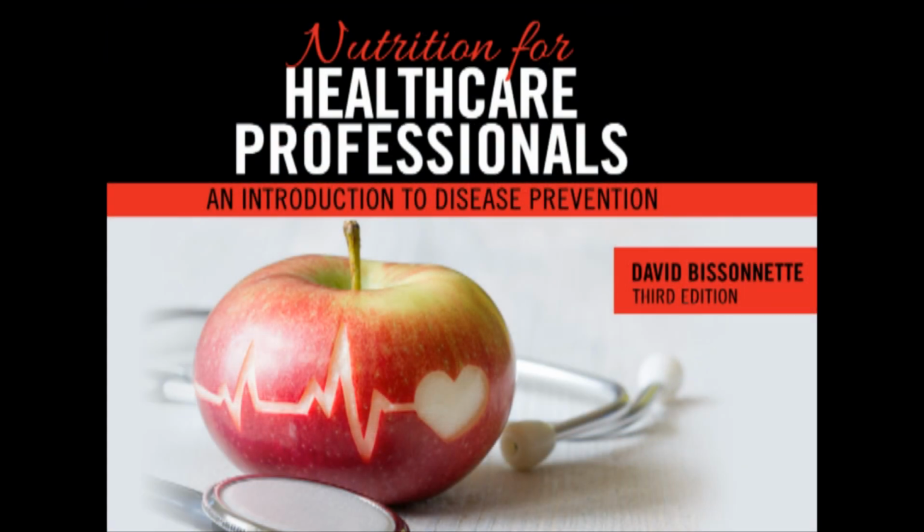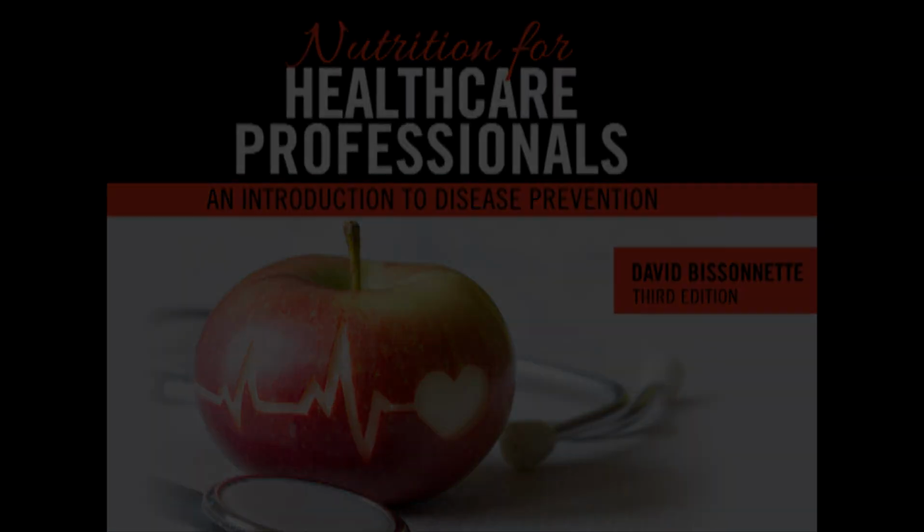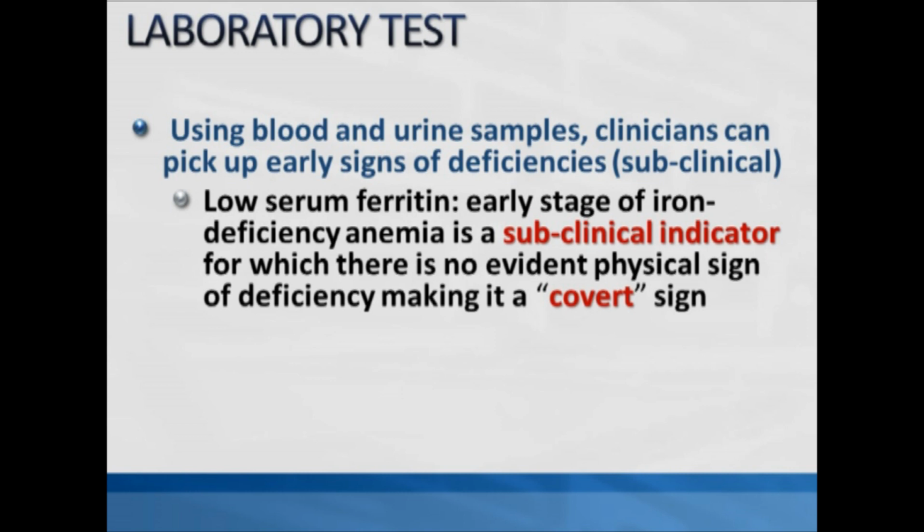This section is a more advanced section on nutritional assessment, specifically dedicated to blood biochemistry and aimed specifically at protein malnutrition and anemia. Now, as part of the nutritional assessment aspect, let's look at laboratory tests. Using blood and urine samples, clinicians can pick up on early signs of deficiencies.